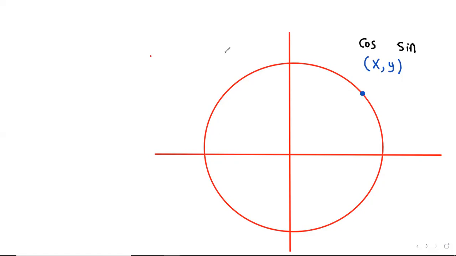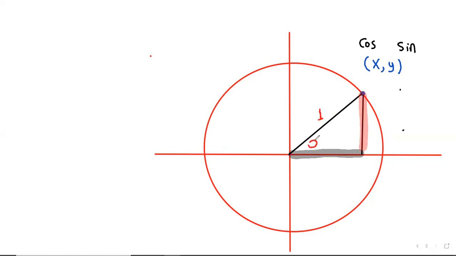If you complete drawing this triangle here, pay attention, everyone. This side is X and this side is Y. And the length of this side is 1.